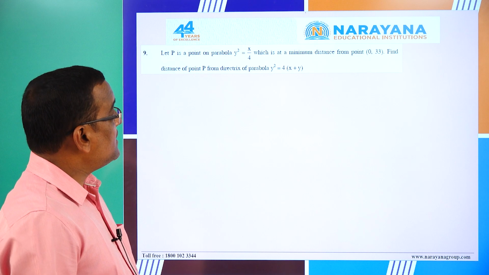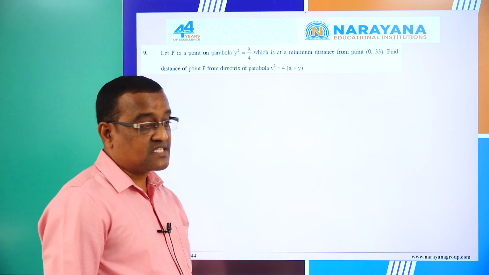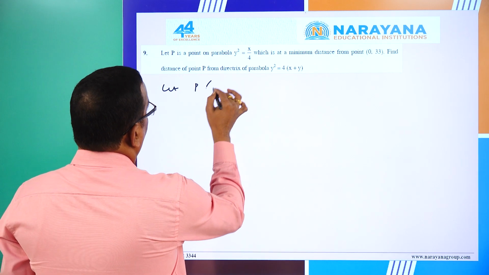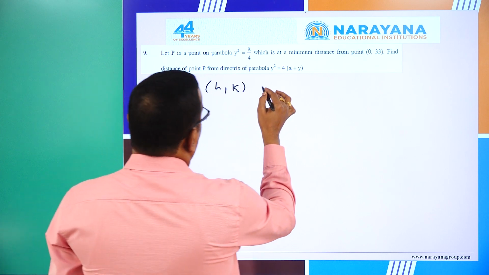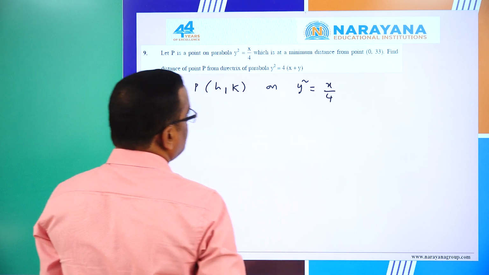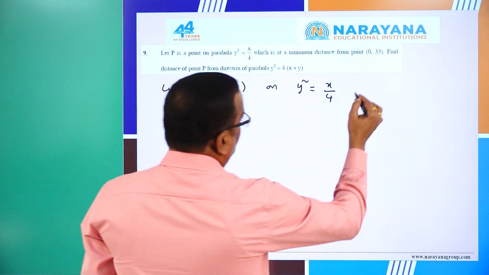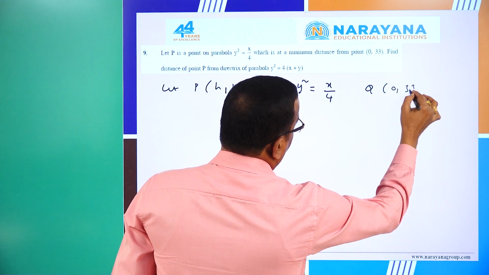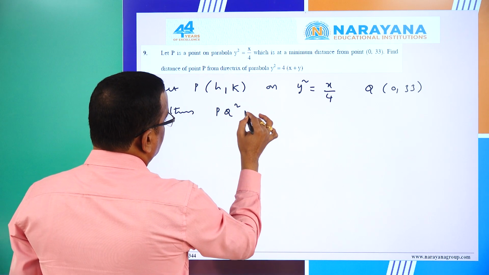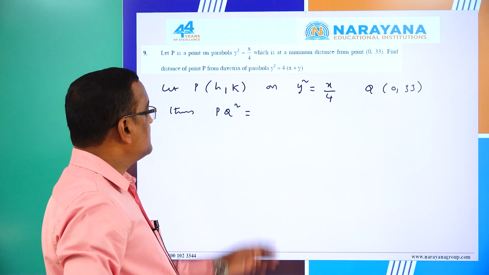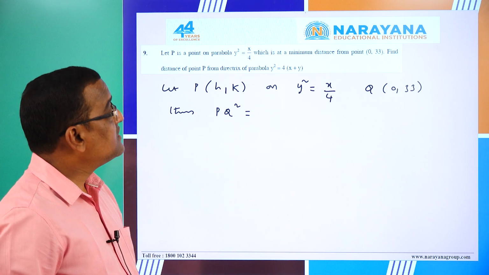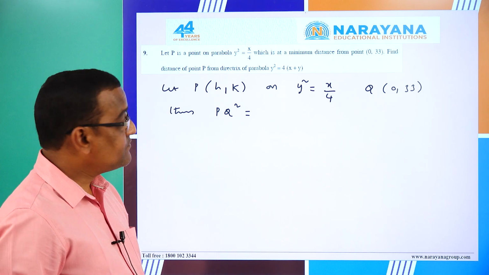P is a point on the parabola that is at a minimum distance from 0, 33. So, let us take P as h, k on y square is equal to x by 4, and Q is 0, 33. First, tell me what is PQ? Distance. We want h and k so that PQ is minimum, then only P is at a minimum distance from Q.